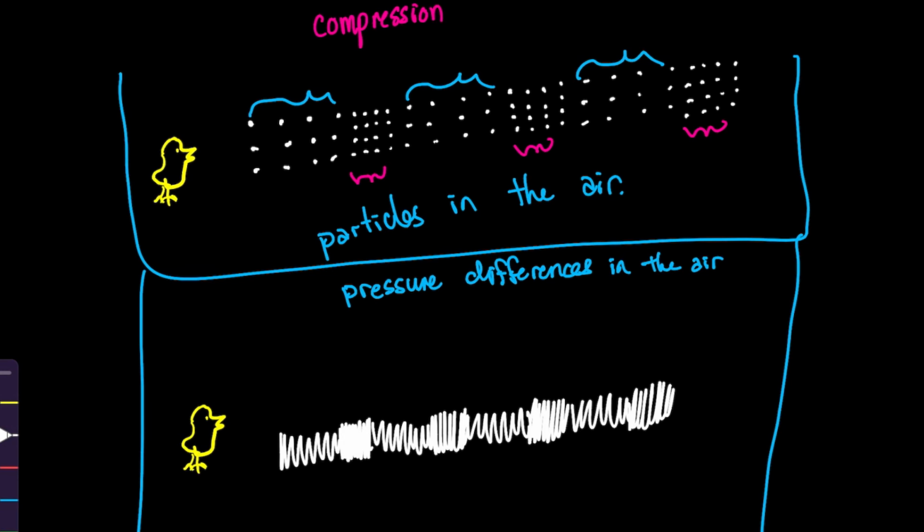Now, normally the way it's represented is with a dark shade and a light shade for high pressure and low pressure, but that's hard on the iPad. So one way that I did that is by drawing more lines in a region to show high pressure and fewer lines in a region to show low pressure.